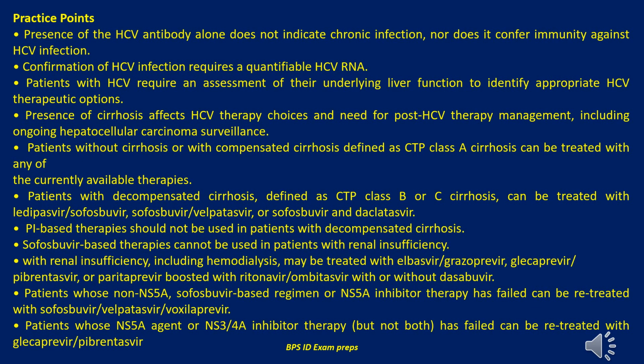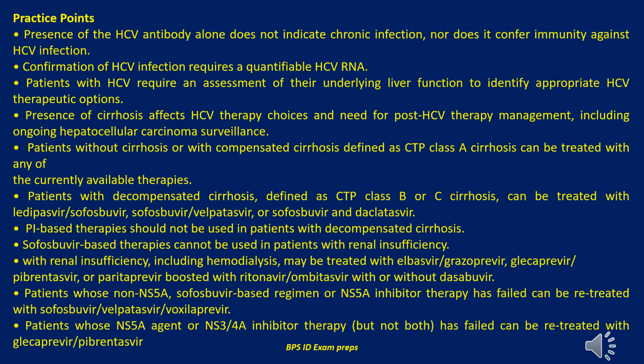Patients without cirrhosis or with compensated cirrhosis, defined as CTP Class A cirrhosis, can be treated with any of the currently available therapies. Patients with decompensated cirrhosis, defined as CTP Class B or C cirrhosis, can be treated with ledipasvir plus sofosbuvir, sofosbuvir plus velpatasvir, or sofosbuvir and daclatasvir. PI-based therapies should not be used in patients with decompensated cirrhosis. Sofosbuvir-based therapies cannot be used in patients with renal insufficiency.